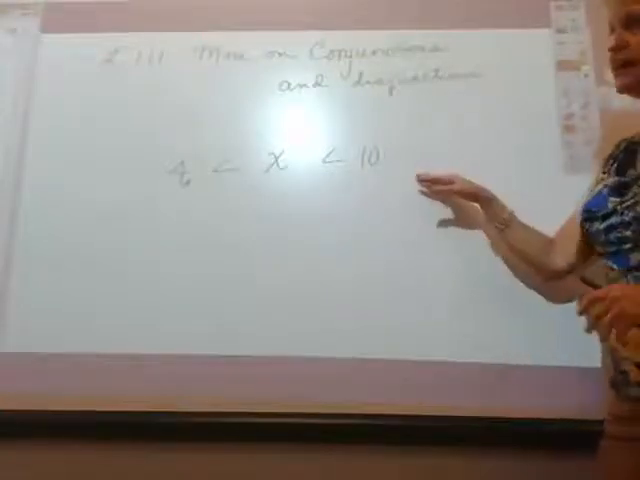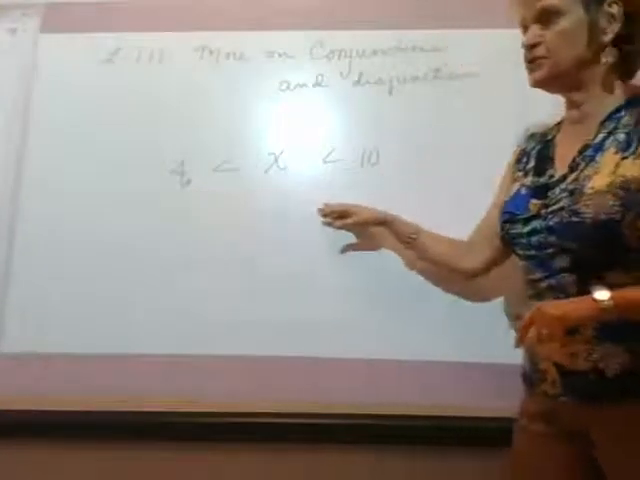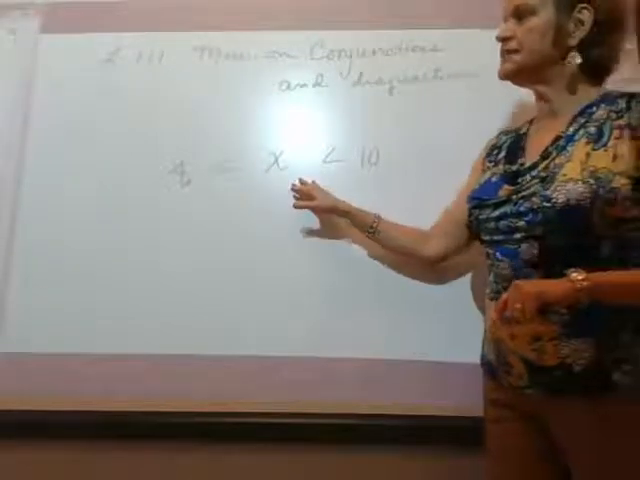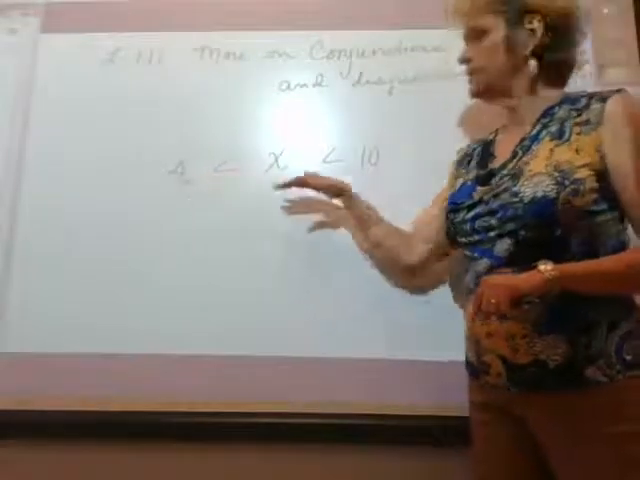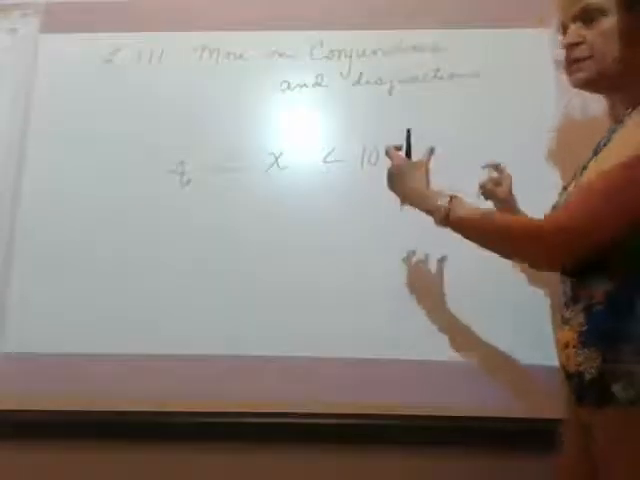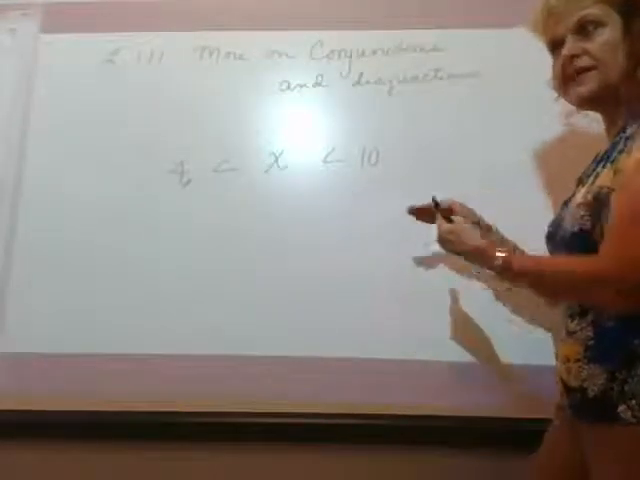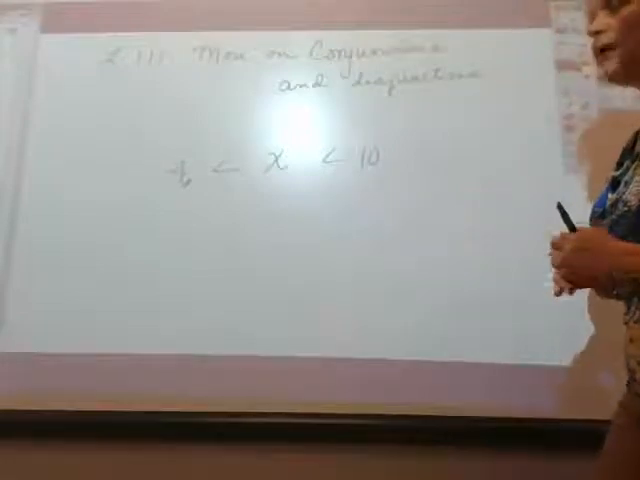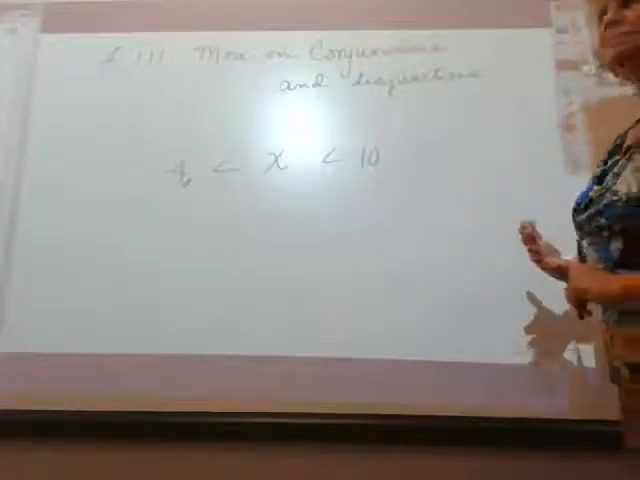So first of all, I have a conjunction up here. Remember, we're joining two things. So x is greater than 4, but less than 10, right? So if we were coloring this on a number line, we'd put our open circles on 4 and 10 and color in between.